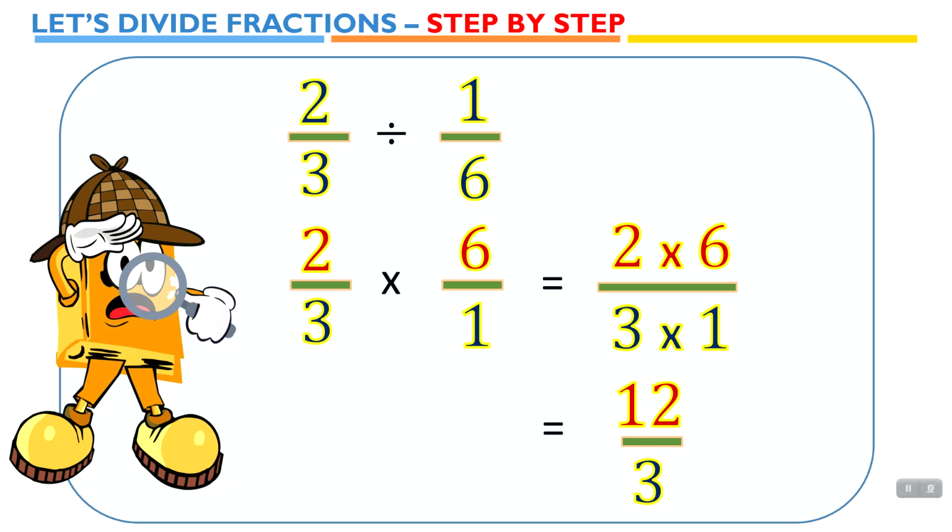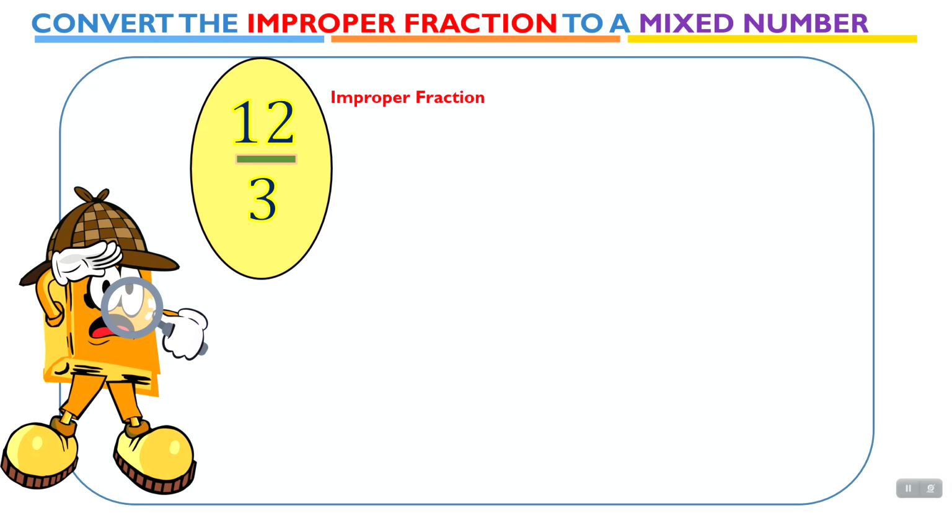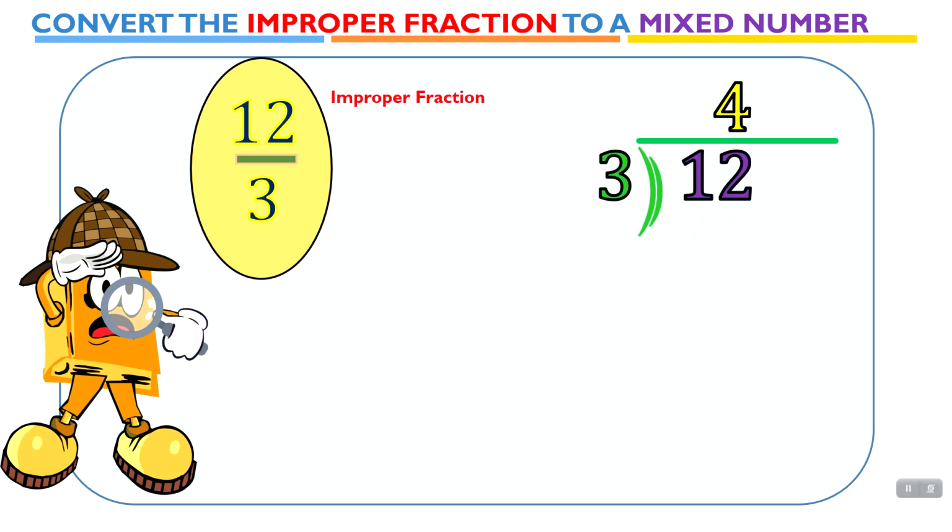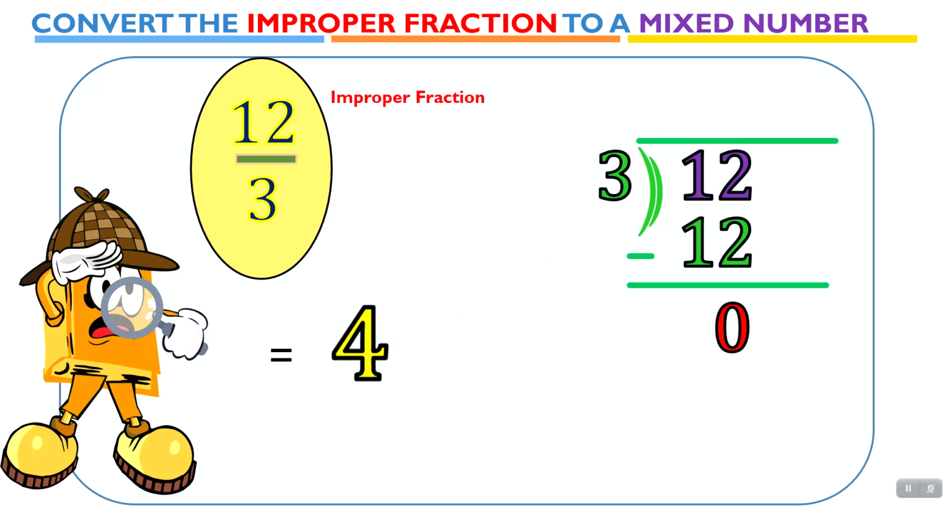Again, we have an improper fraction that we have to convert into a mixed number. And we do that by dividing numerator by denominator. 12 divided by 3, 3 into 12 goes 4 times. 4 times 3 is 12. When we subtract, we get nothing as our answer. And so our answer is simply the number 4.